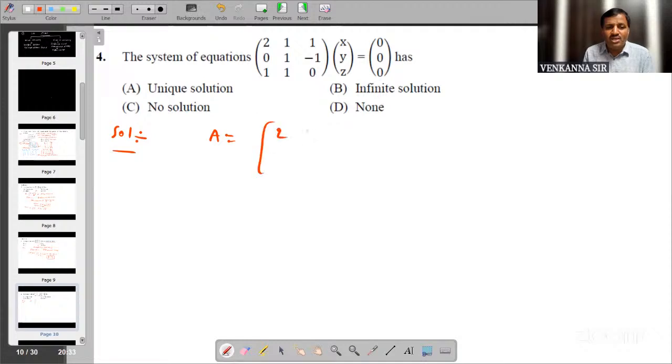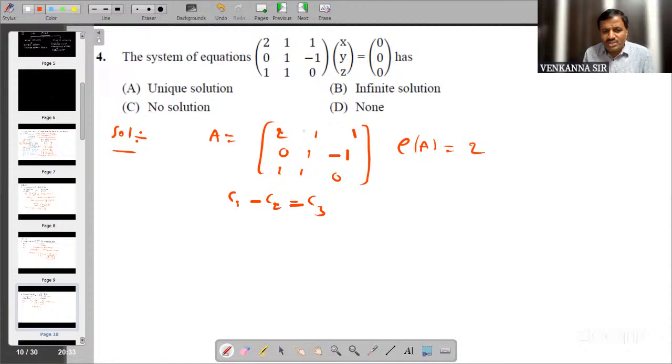A is 2, 1, 1, 0, 1, minus 1, 1, 1, 0. This is matrix A. What is the rank of this one? We can guess the rank of A is directly 2 here. How directly? There is a relation between the columns here. Observe: C1 minus C2 is equal to C3.